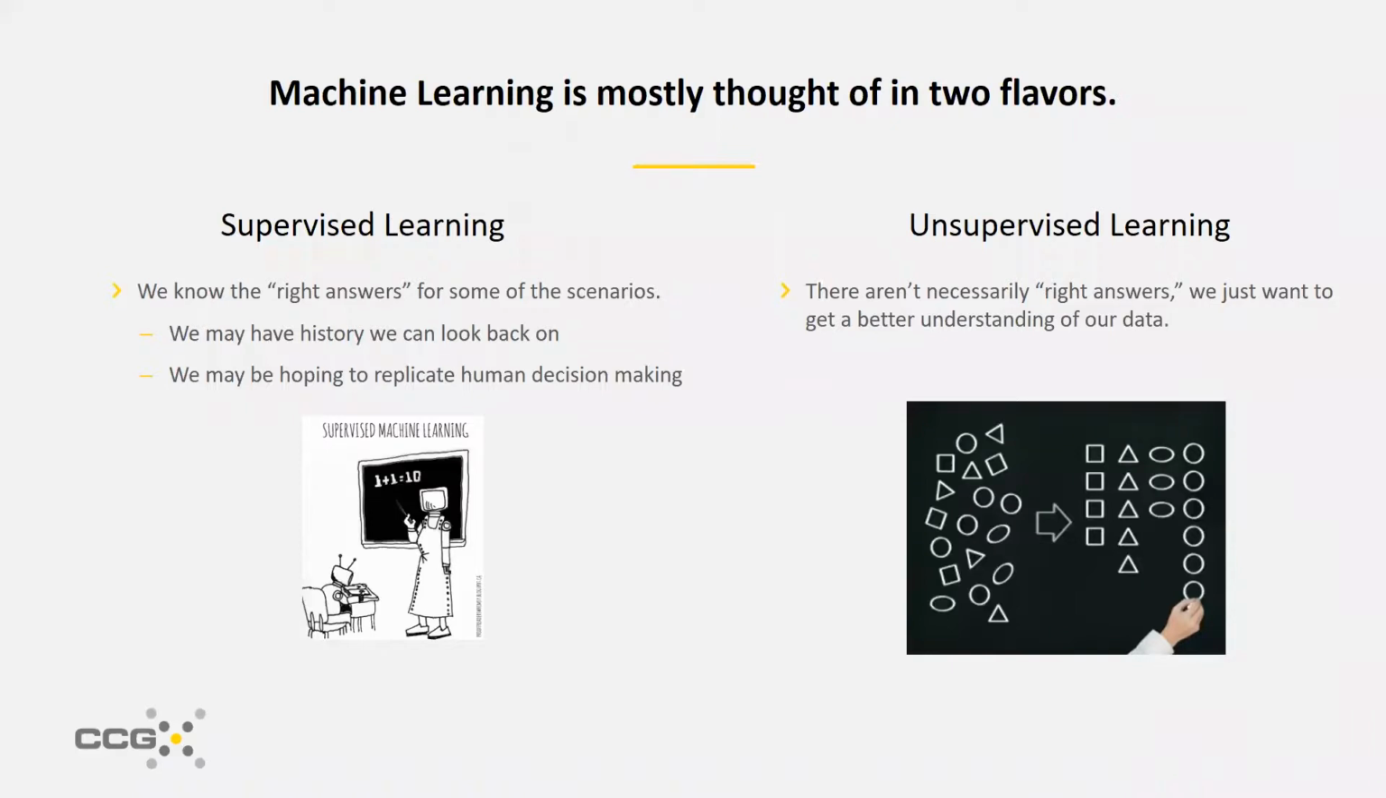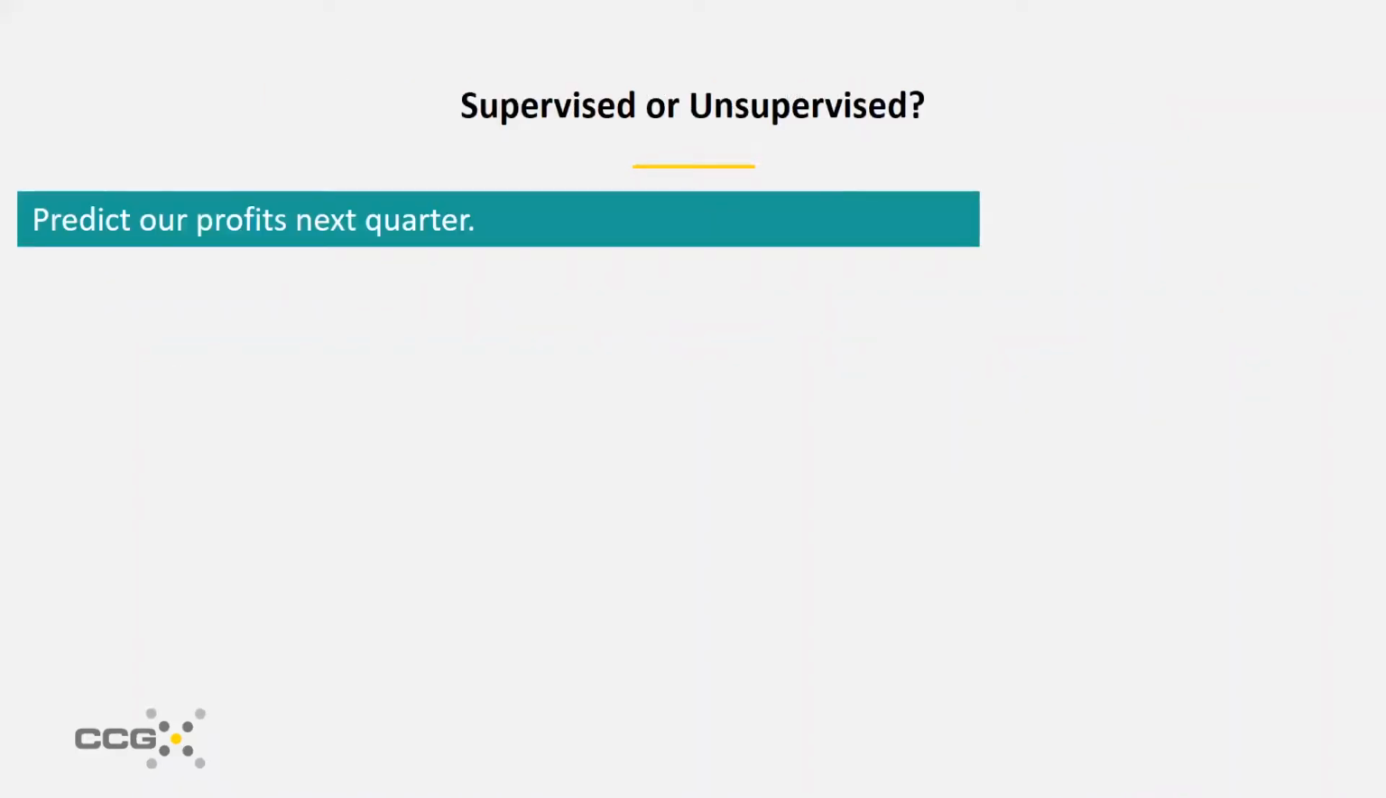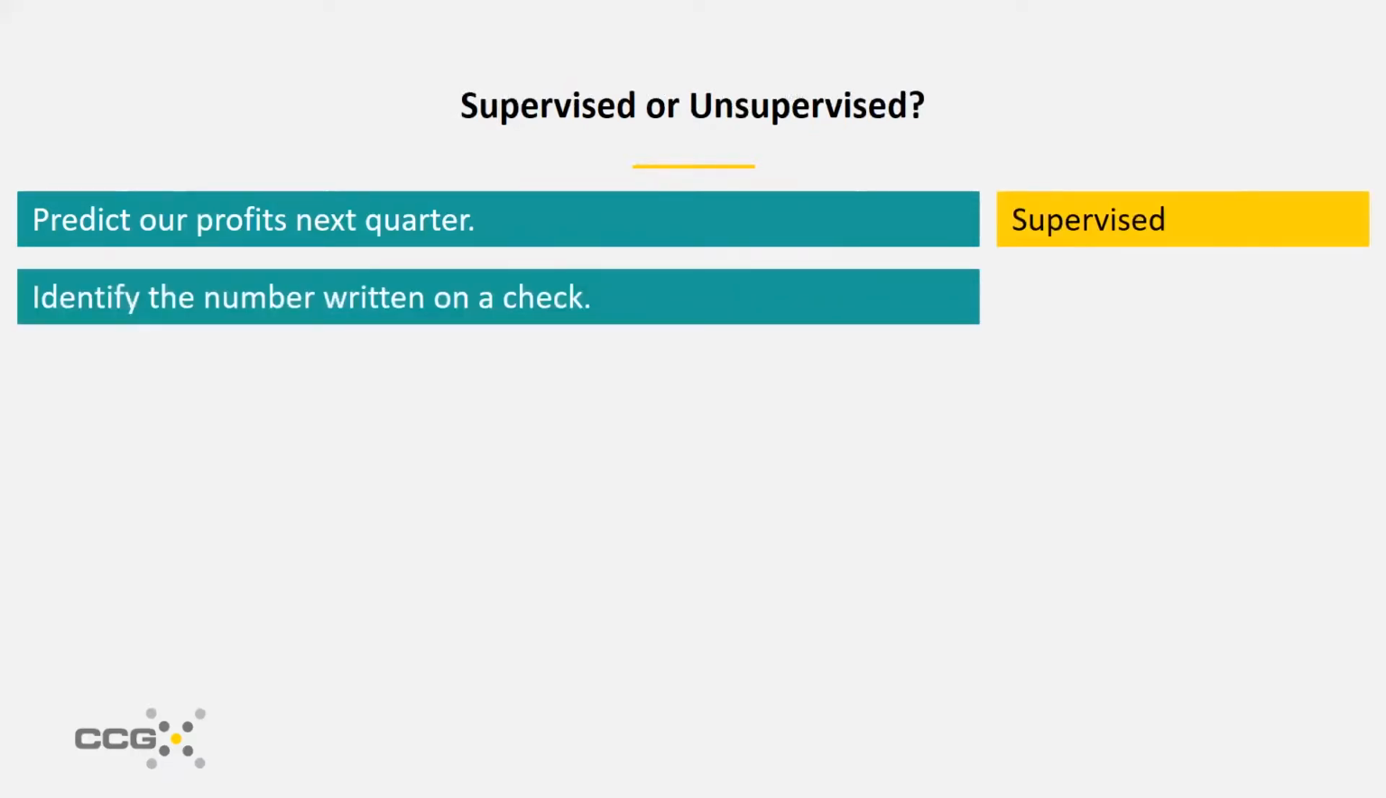All you're working with is the relationships of the data. So to kind of drive this home, we'll do a few quiz questions. Is this an example of supervised or unsupervised learning? Predicting our profits for next quarter. Supervised. Good. All right. Identify the number that has been written on a check that you want to deposit. I'm hearing a couple unsupervised. It's supervised because there is a correct answer, right? So we draw the number and then we label it, that's a 6, right? And then we have to tell the computer that's a 6.